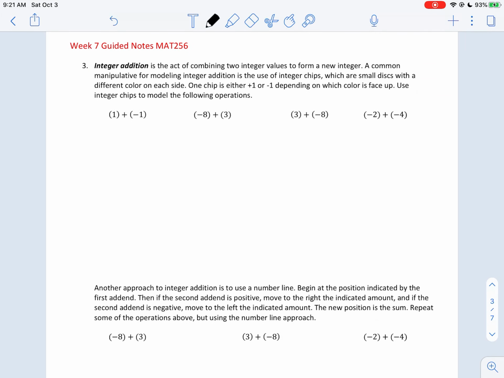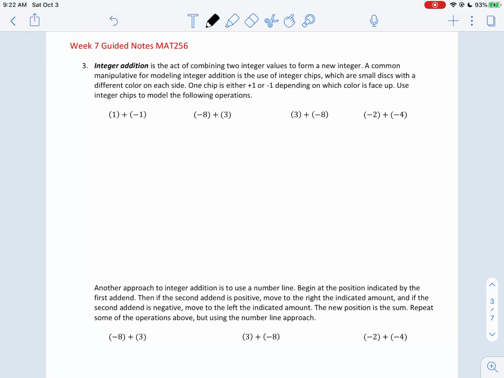Number 3, integer addition is the act of combining two integer values to form a new integer. Now, a common manipulative for modeling integer addition is the use of integer chips, which are small disks with a different color on each side. One chip is either plus or minus 1, depending on which color is face up. We're going to use integer chips to model the following operations. All right, so addition is combining.